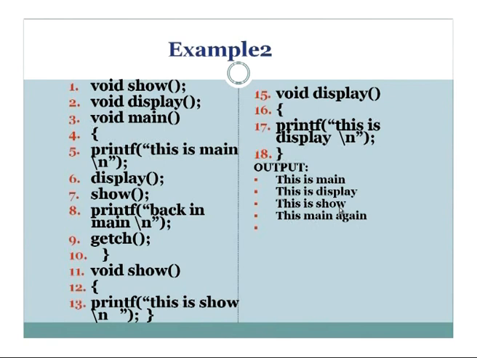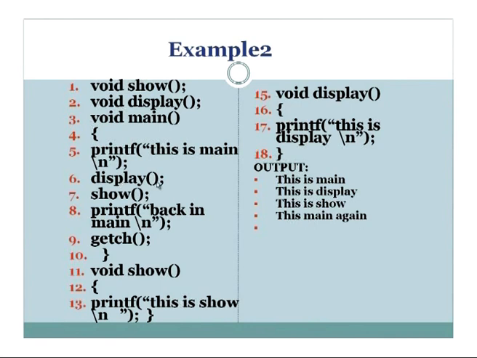So how will this program be executed? When the program is executed, control will enter the body of main. The first statement inside the body of main is to display a message, "this is main". Then the display function is called at line number 6. From there, control will move toward the display function, and inside the body of the display function, a single printf statement will be executed, and that will display the message "this is display".